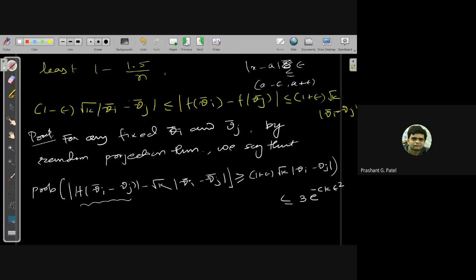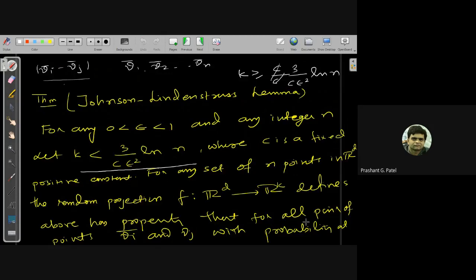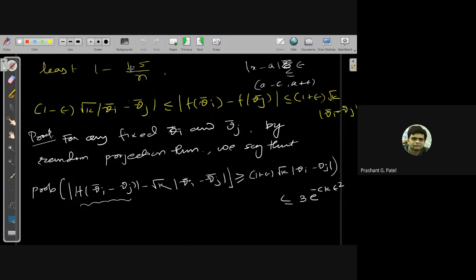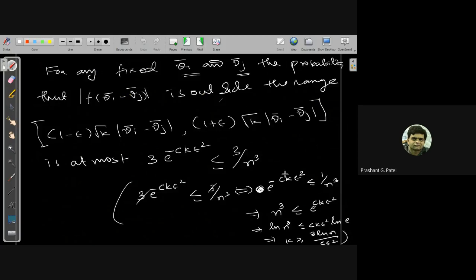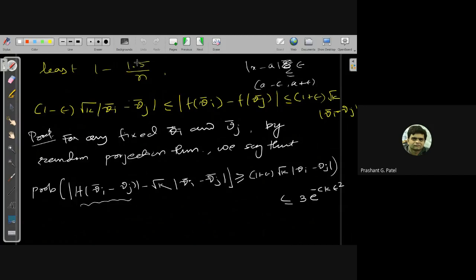It says that for all pairs of points Vi minus Vj, with probability at least 1 minus, since we have proved at most, at least will be 1 minus that, 3 by 2n. So that proves the Johnson-Lindenstrauss Lemma. And that's it for this random projection we have.